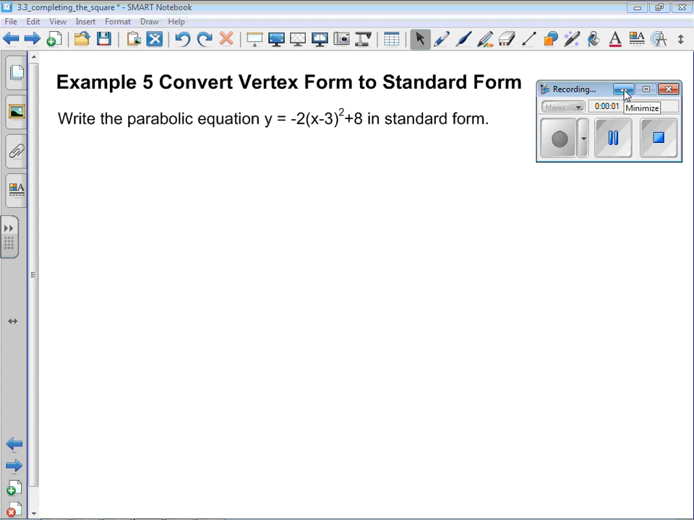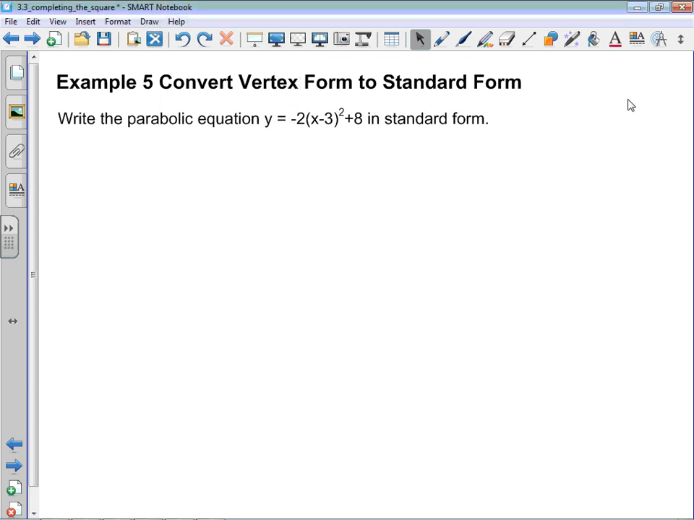Example 5 for 3.3, and I'm not quite sure if this is in the latest version of the notes. So if it's not, please do write it down on a piece of paper because this comes up in the assignment. So it is something I want to address right away. And it's basically going in the opposite direction that we've been doing in 3.3.